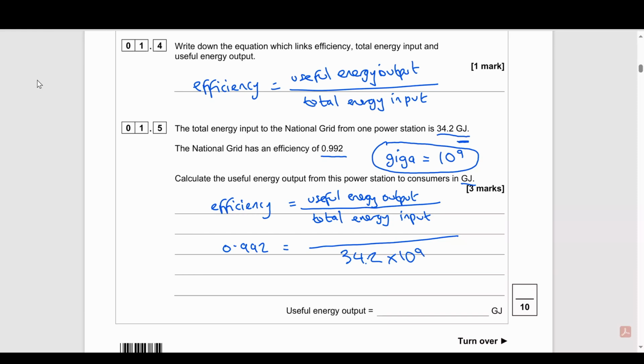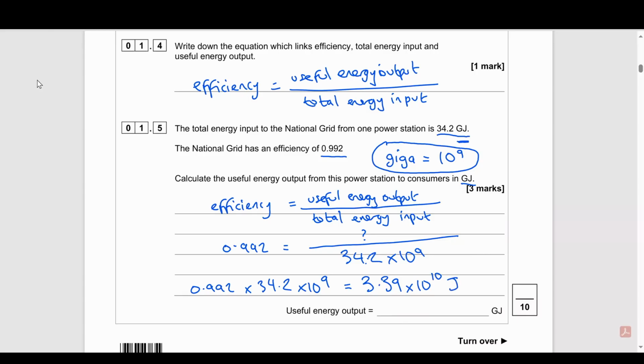And we know that that's going to be equal to the useful energy output, so we need to find that. So again, we're just going to be rearranging now. To find that useful energy output, it would be 0.992 multiplied by 34.2 times 10 to the power of 9. And that will give us an answer of 3.39 times 10 to the power of 10.